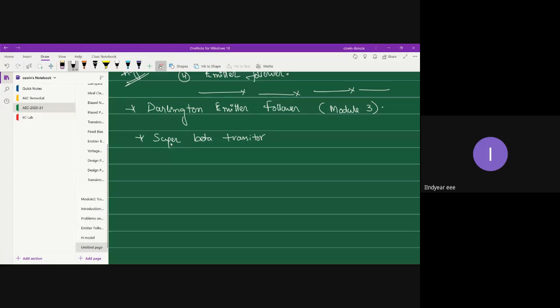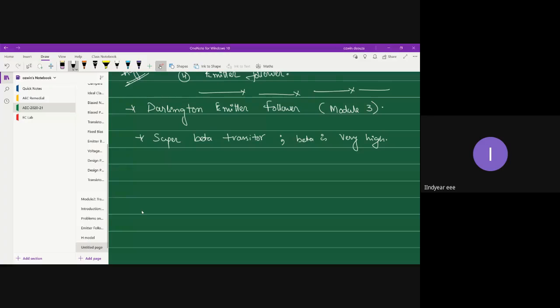Okay, as the name suggests, super beta means the beta value is very high. A single transistor gives beta or HFE normally in the range of hundreds to 200, right? So in order to get a current gain more than 200 or more than 300, what we have to do is go for a Darlington emitter follower. This Darlington emitter follower basically consists of two transistors.